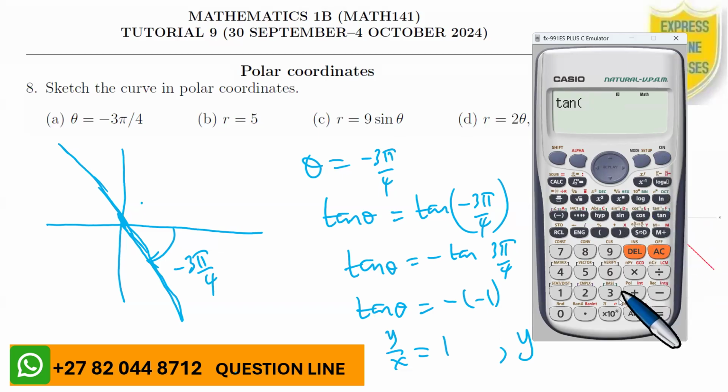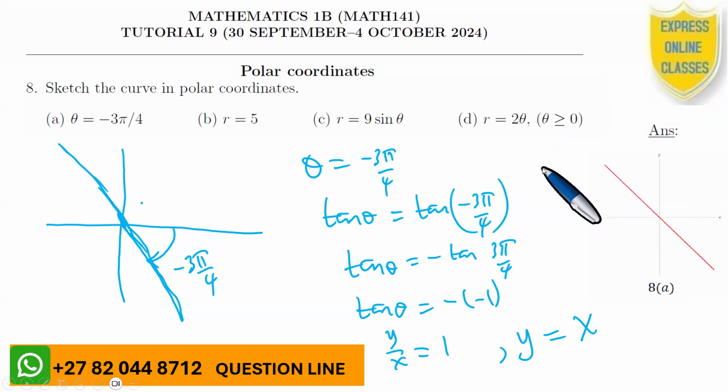So now we have the tangent of minus 3 times 45, which is 1. So that y is x. So that y actually becomes exactly x.